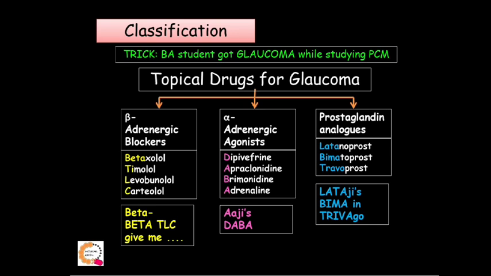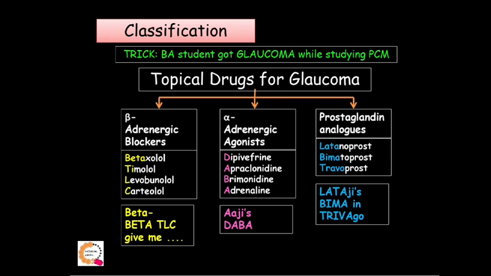So this is about the classification of topical drugs used for glaucoma, which is categorized into 5 categories: beta adrenergic blockers, alpha adrenergic agonists, prostaglandins, carbonic anhydrase inhibitors, and myotics. The trick for remembering these classes is: BA student got glaucoma while studying PCM. B for beta adrenergic blockers, A for alpha adrenergic agonists, P for prostaglandin analogs, C for carbonic anhydrase inhibitors, and M for myotics.